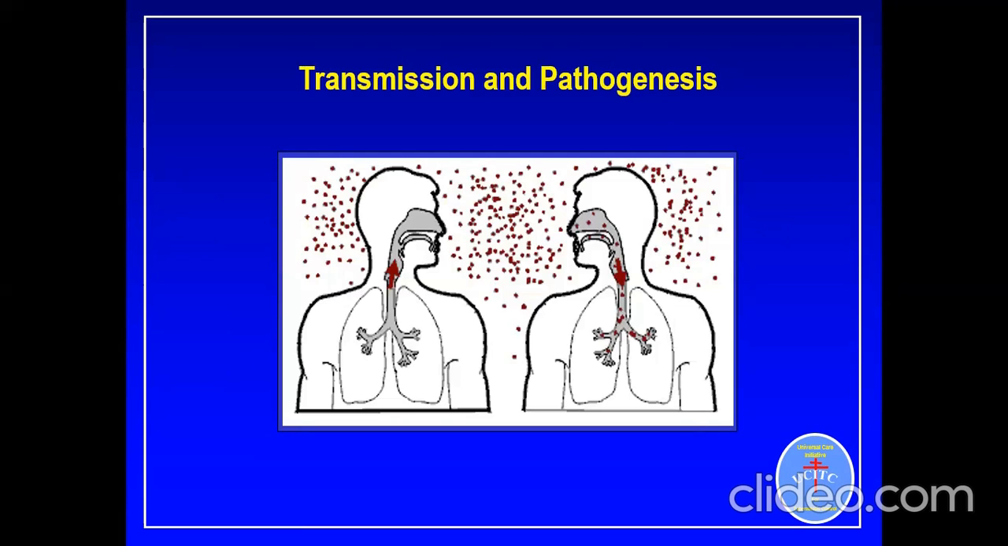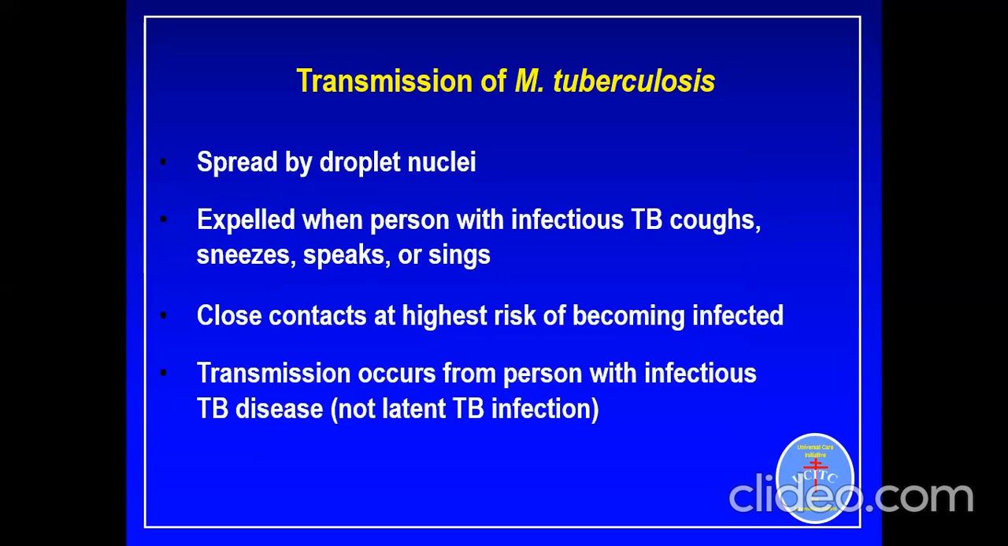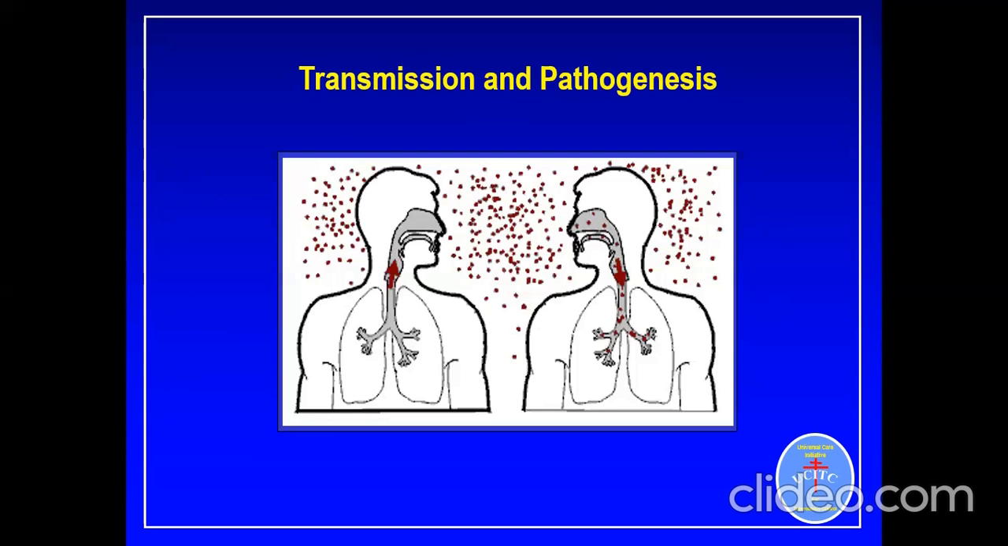So moving on to transmission and pathogenesis. It is normally spread by droplet nuclei from a person who is infectious, especially with pulmonary tuberculosis, who, when he coughs, sneezes, speaks, or sings, as you saw in the previous slide, the organisms are dissipated in the air, and a normal healthy person inhales these organisms, and these organisms get lodged in the airways and in the lung parenchyma.